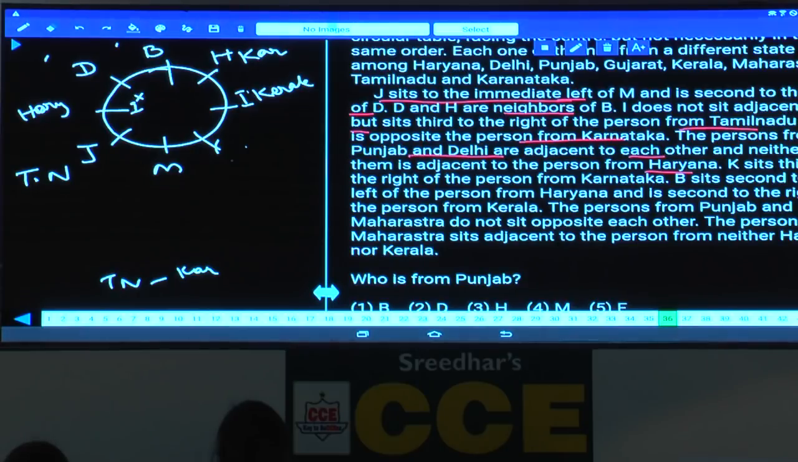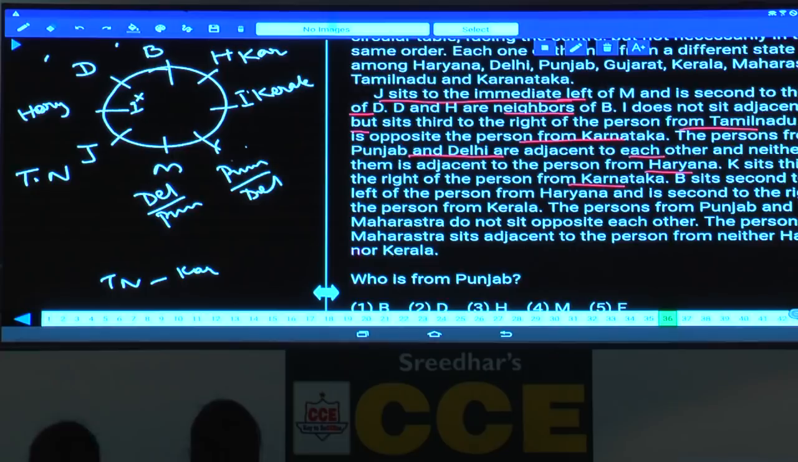Hence these 2 persons must be either M is from Delhi and this person will be Punjab, or if this person is from Delhi and this person is from Punjab, because these 2 persons are not adjacent to the person from Haryana. Punjab, Delhi, Kerala, Karnataka, Tamil Nadu, Haryana were done. And K sits third to the right of the person from Karnataka. As Karnataka is here, third to the right of the person from Karnataka, K must be here. If K is here, then who is the person left over here? F is the person left over.